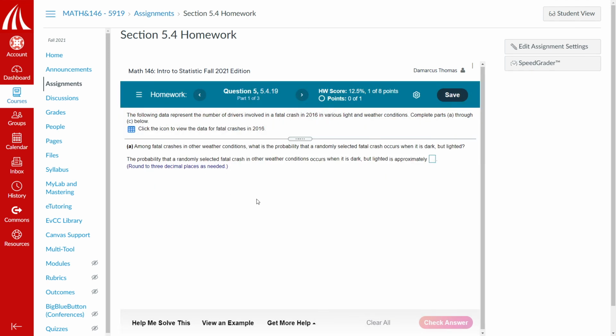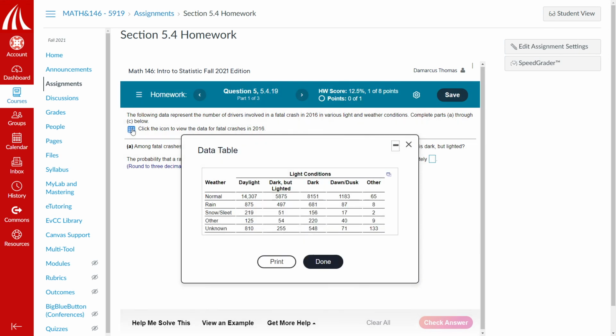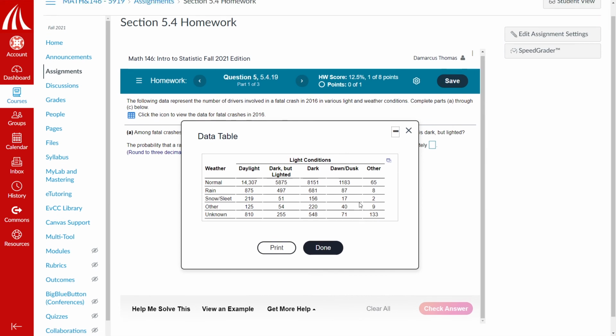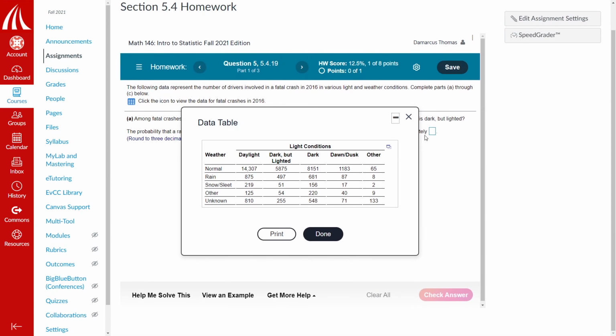Alright, it might help to create a two-way table. Let's look at the data here. Yeah, it's not too bad looking. Probably can open it up and create the sums of the tables and things of that sort.